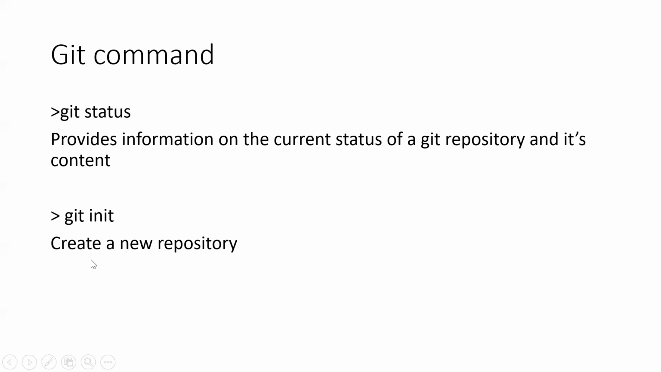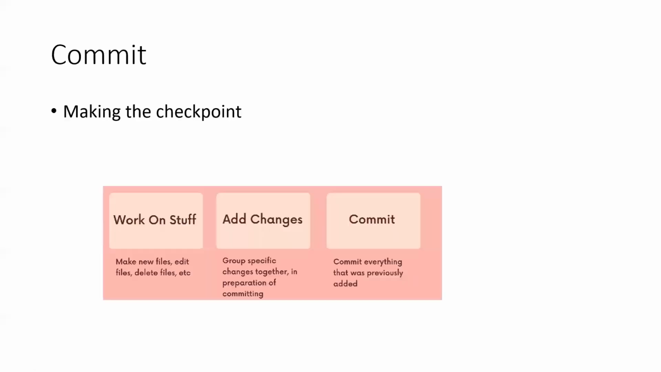git init is the command for creating a new repository. Now, I already told you what a commit is. Commit means we made some changes in the code base, and then we want to apply the same changes to the branches. Then we need to commit it.